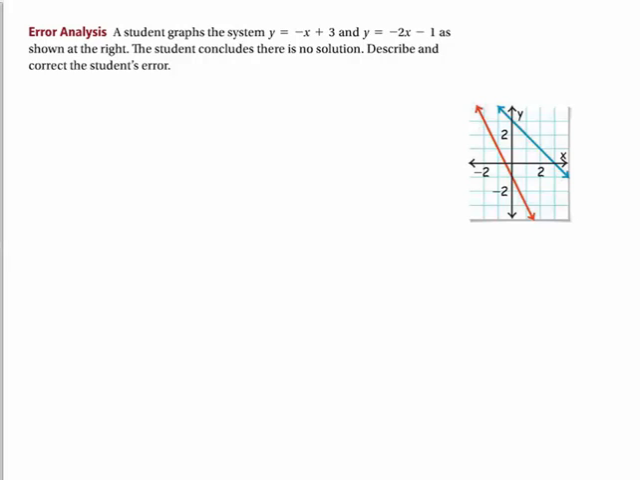Now, the problem with this problem is not necessarily the graphs. The graphs are correct. Both the graphs for both lines are correct. The problem is, he concludes there's no solution, when we can clearly see that those are not parallel lines. The only way you have no solution is if they're parallel lines. Those lines are going to come together. They're not going to come together on that graph, but they are going to come together. So you would need to go ahead and find the solution to that.